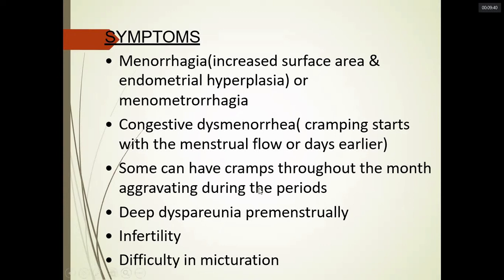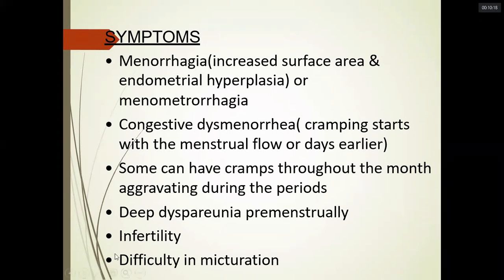And some may have cramps throughout the month, aggravating during the period. This is also due to irregular surface area and disruption of the junctional layer. The patient may complain of dyspareunia, mostly premenstrually, which is due to disruption in the normal physiology to contract the uterus. Also, the patient may have dyspareunia because it is mostly associated with endometriosis.